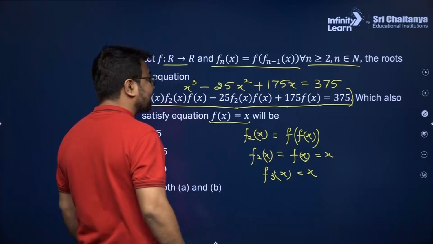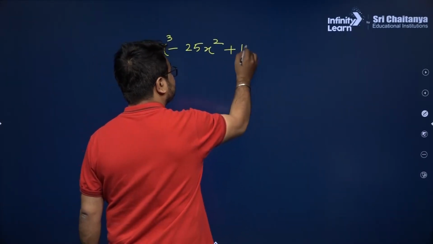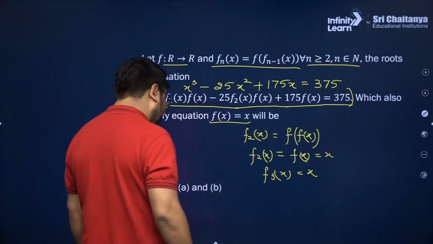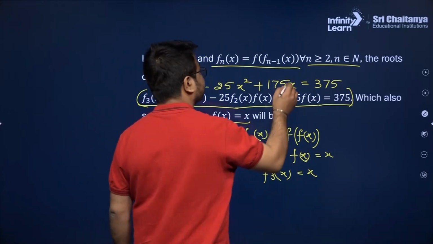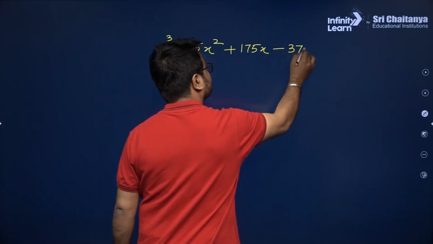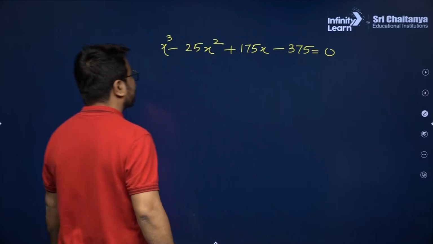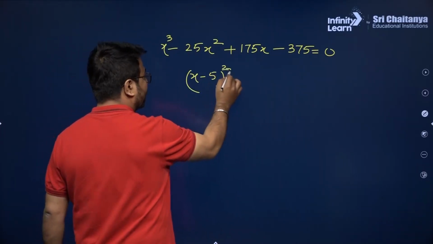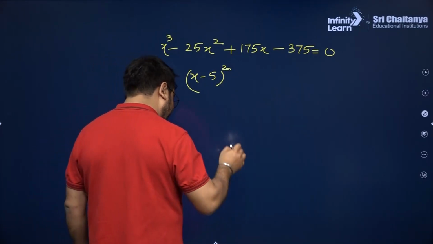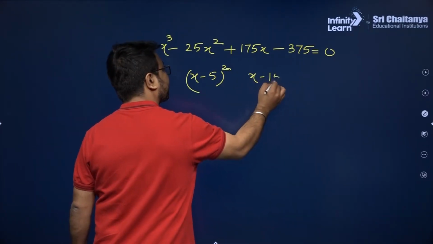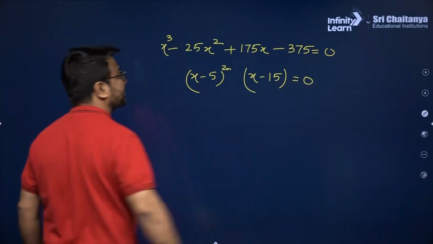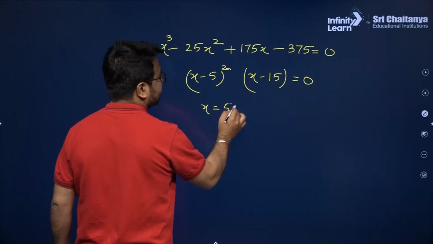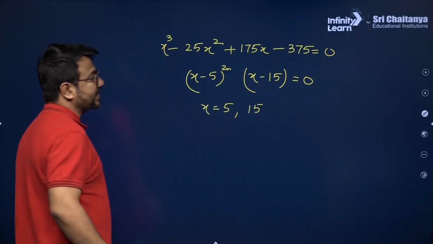Then it is plus 175x. Alright. And here we are writing minus 375 is equal to 0. If I try to factorize it, it will be (x minus 5) whole square times (x minus 15), which is equal to 0. So this is the factorization of the cubic polynomial. From here I got the value of x as 5. From here I got the value of x as 15.